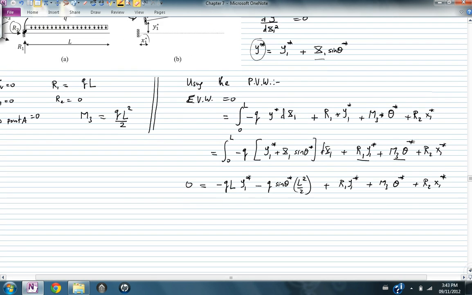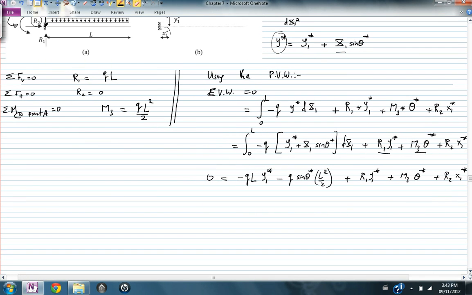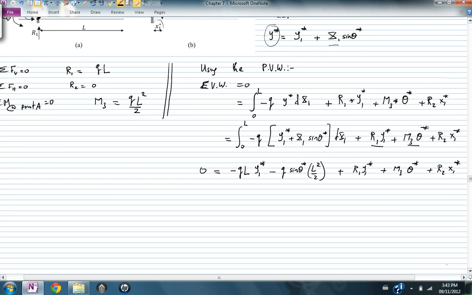So again, I'm going to pick the multipliers of all the starred quantities. So the external virtual work, which is equal to 0, will be equal to, I'm going to pick y1 star, and whatever is multiplied by y1 star is negative QL plus R1. I'm going to pick x1 star, R2. And I'm also going to pick sine theta star or theta star.